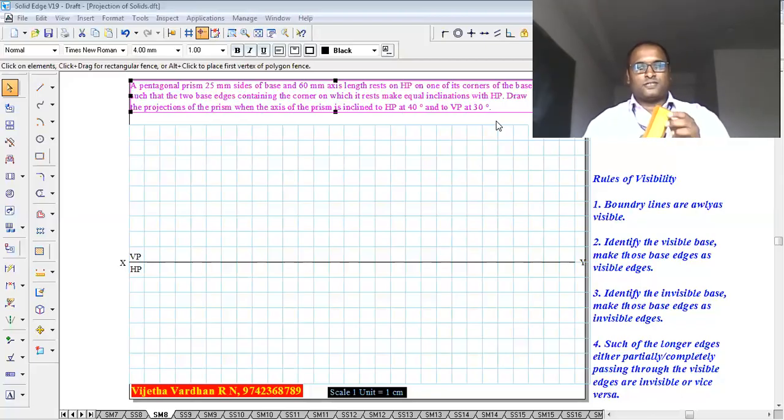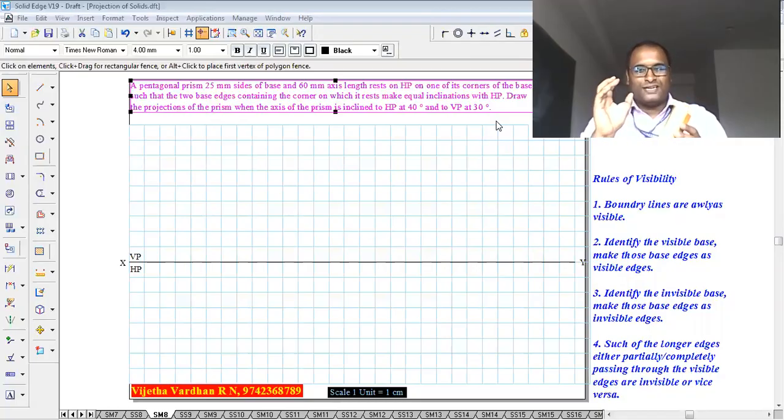So according to the given question, now I'm going to show you this is called as the pentagonal prism. Now you can see the base shape is pentagon and this is called as a pentagonal prism. Now the size of edge is 25 millimeter and the axis height is 60 millimeter. It is resting on one of its corners. When it is going to be rotated in the clockwise direction, it is going to be resting on a corner and the axis is inclined to HP at 40 degree and the same axis is again inclined to VP at 30 degree, for which we need to construct the beta because in the second position there will be a reduction in the length of the axis.